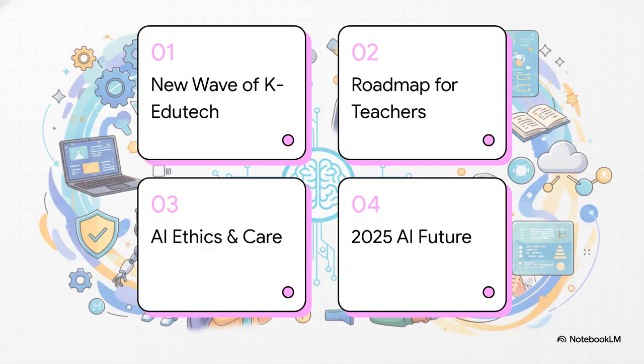To keep us on track today, I've broken this explainer down into 4 key stops. First, the new wave of K-EdTech. Next, a practical roadmap for teachers. Then, AI ethics and personalized care. And finally, the 2025 generative AI future.